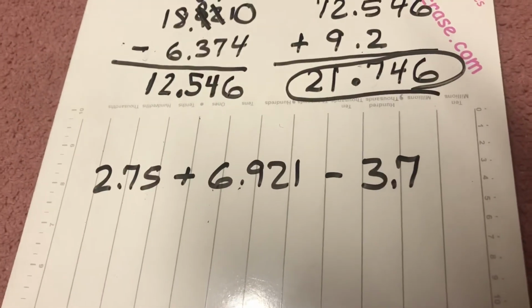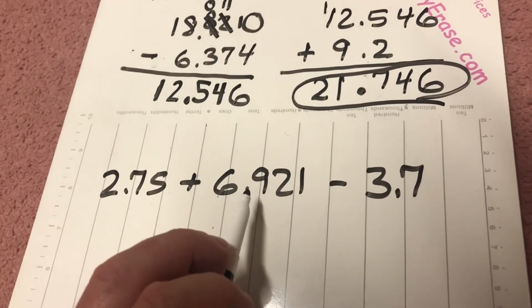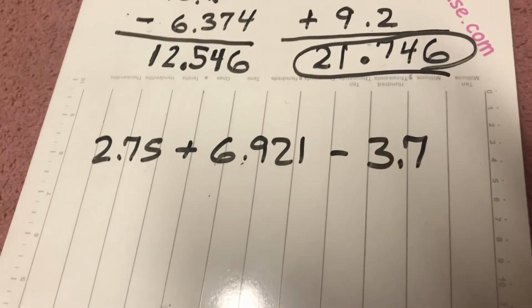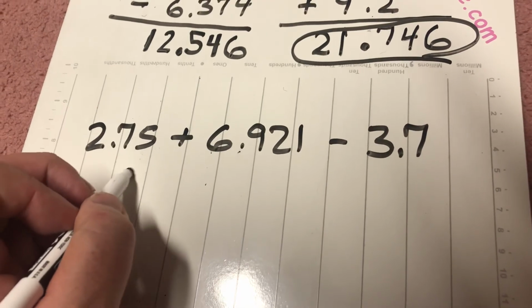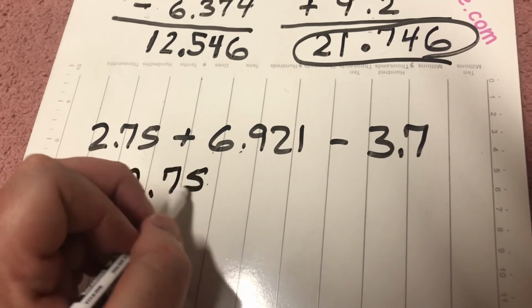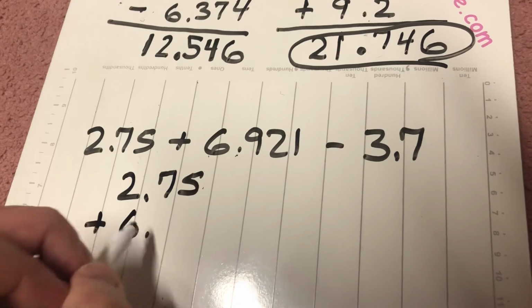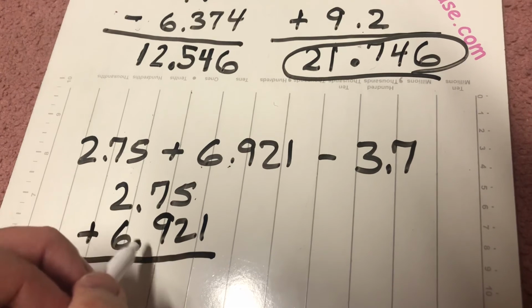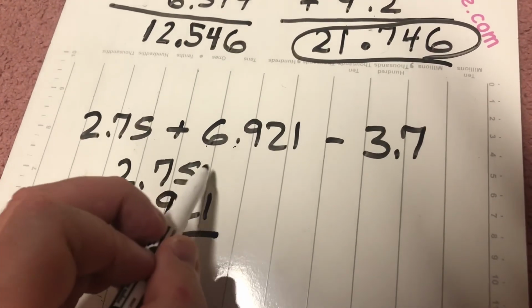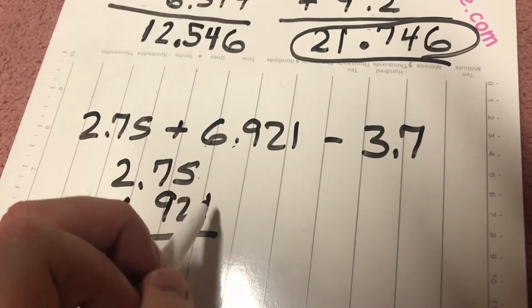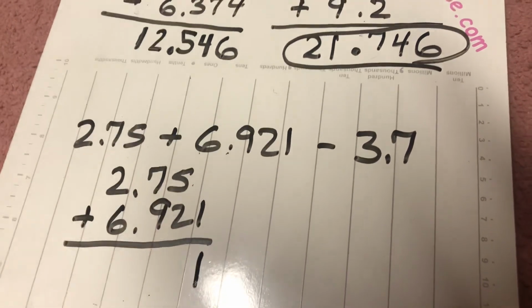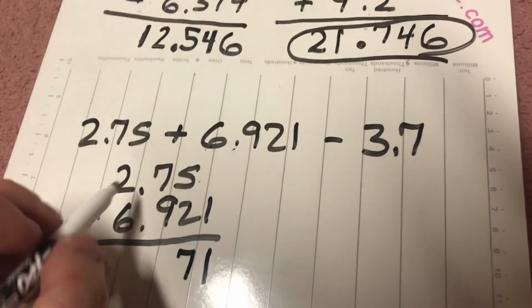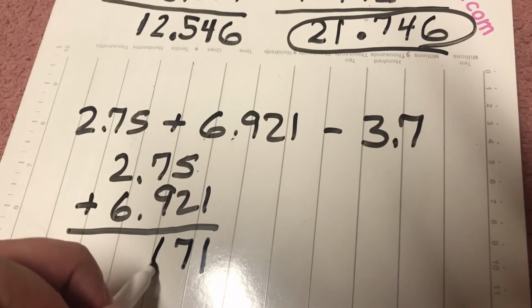Last one, 2 and 75 hundredths plus 6 and 921 thousandths minus 3 and 7 tenths. So the first thing I'm going to do is I've got the 2 and 75 hundredths. I'm going to add the 6 and 921 thousandths, and I'll make sure the decimals are lined up. Remember, this is a 0, so I think of it as 0 plus 1, and that's 1. 5 plus 2 is 7. 7 plus 9 is 16.